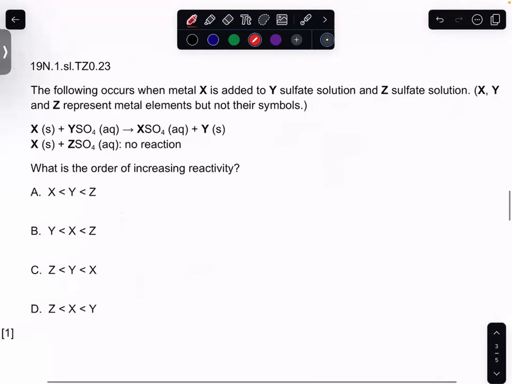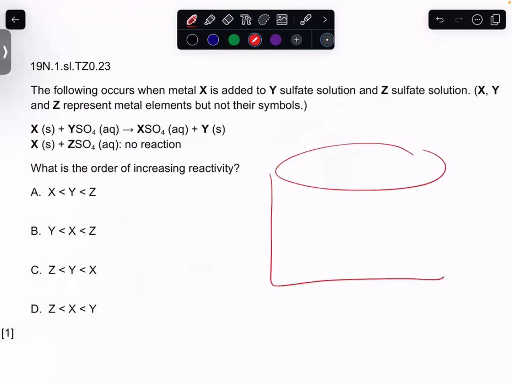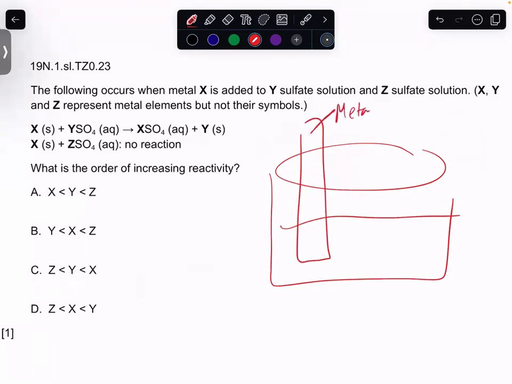All right. The following occurs when metal X is added to Y sulfate solution and Z sulfate solution. X, Y, and Z represent metal elements, but not their symbols. What is the order of increasing reactivity? Well, we have to remember from our lab that if we take a piece of metal and put it in a solution and it reacts, we know that the metal is more reactive.